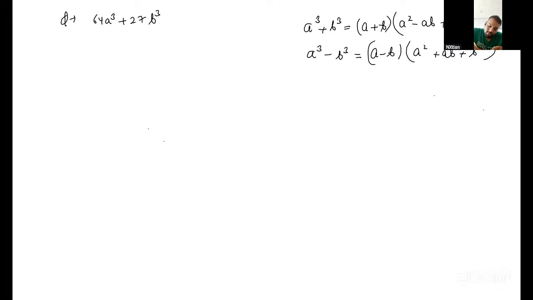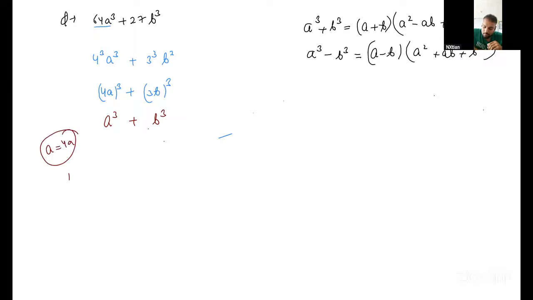Okay. So now, for example, can I write it like this? 4 cube A cube. Why? Because 4 fours are 16, 16 fours are 64. Understood, Ira? Can I write 27 as 3 cube B cube? 3 threes are 9, 9 threes are 27. Which means it is in the form of 4A whole cube plus 3B whole cube. Now it is in the form of A cube plus B cube, where A is equal to 4A and B is equal to 3B. Now what is the identity of that? A plus B into A square minus AB plus B square.